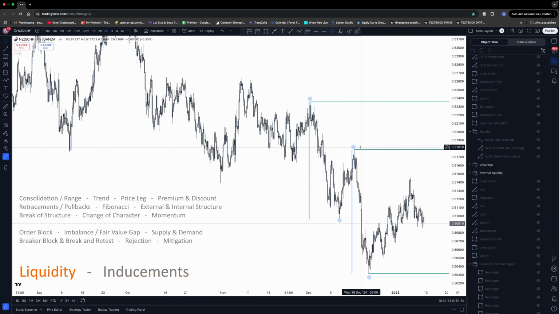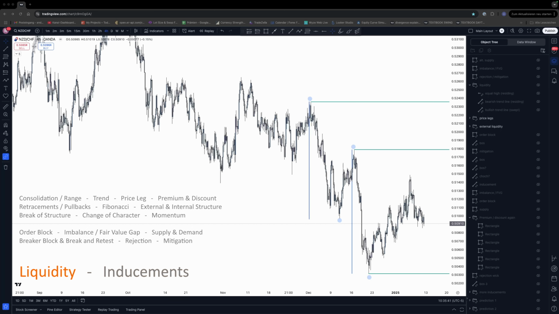So all these external structure point levels are liquidity. Just for repetition, why are these liquidity pools so important? They are adding fuel to the fire. If this structure point gets violated, it might be just swept, just one rejection wick here, and then we fully reverse. Or it feeds the move up.